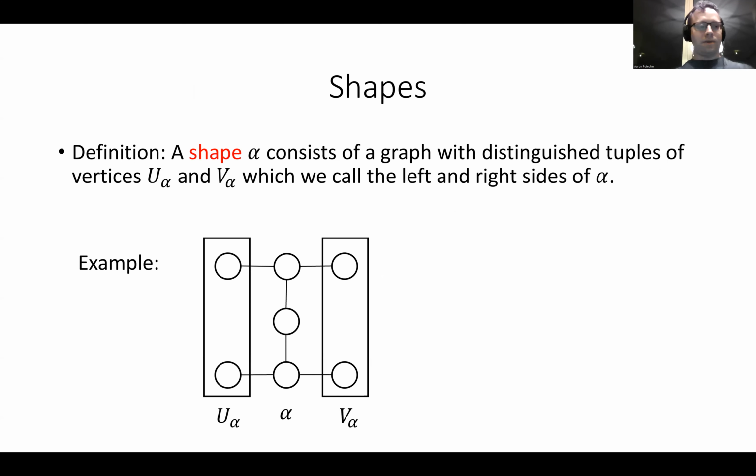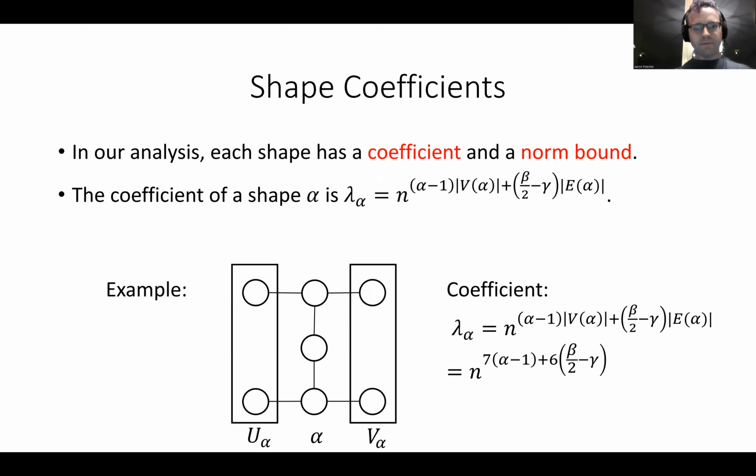So in our analysis, we work with objects called shapes, where a shape alpha consists of a graph with distinguished tuples of vertices u alpha and v alpha, which we call the left and right sides of alpha. So here's an example shape alpha. In our analysis, each shape has a coefficient and a norm bound. The coefficient of a shape alpha is lambda alpha equals n to the alpha minus 1 times the number of vertices of alpha, plus beta over 2 minus gamma times the number of edges of alpha. For example, for this shape alpha, its coefficient is n to the 7 times alpha minus 1 plus 6 times beta over 2 minus gamma.